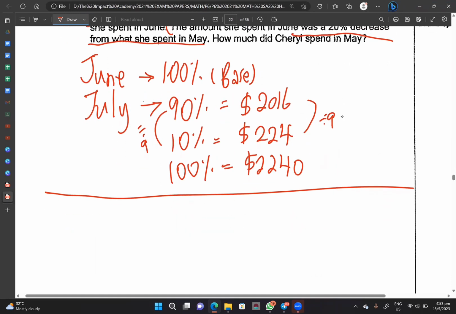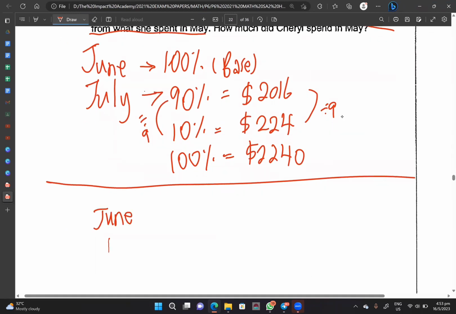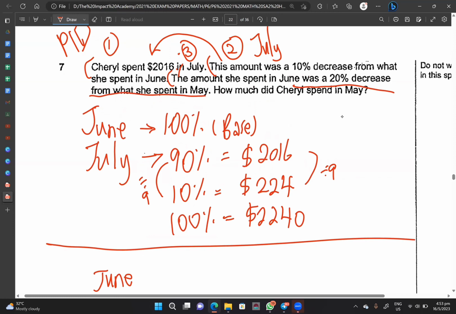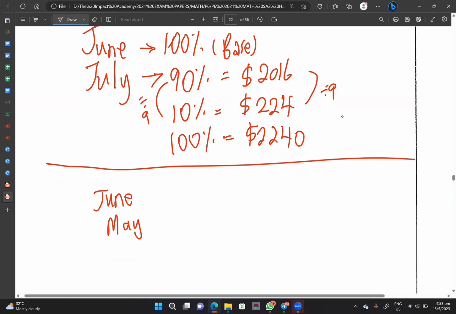So tell me exactly, do you think June is the base or do you think May is the base? The one that says decrease or the one that says increase cannot be the base. So what did they say? They say June was a 20% decrease, right? So June cannot be the base. So which is my base now? May has to be the base. So May is 100%. Can you see that?